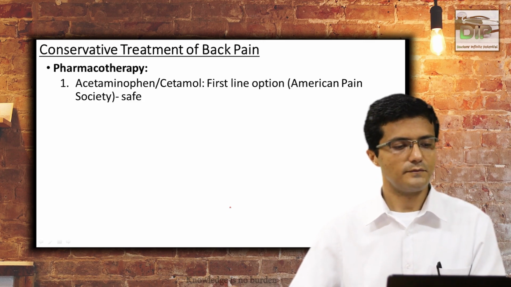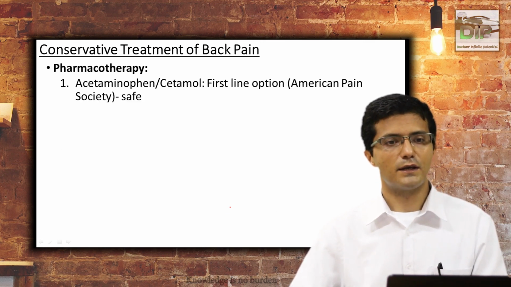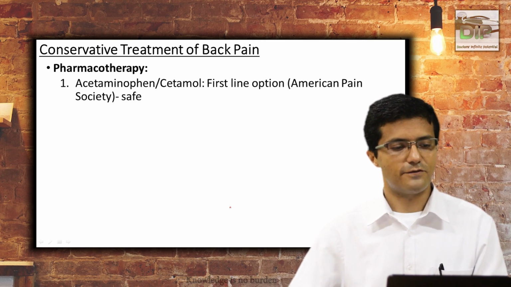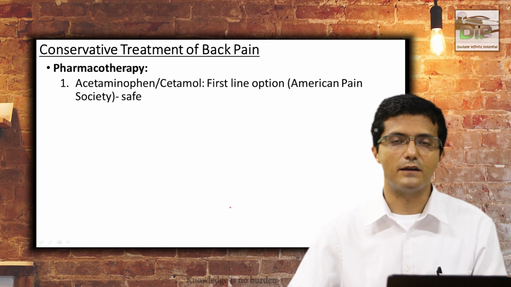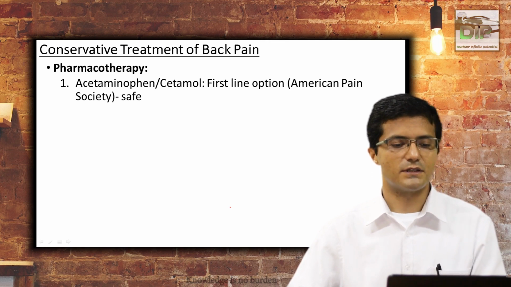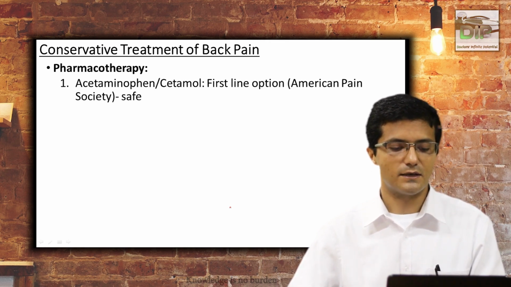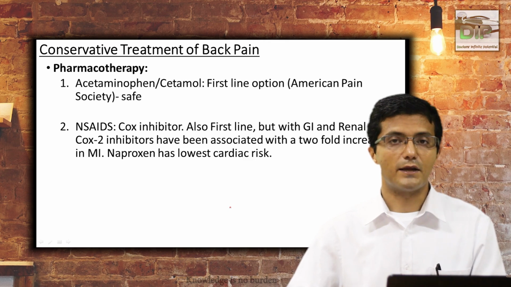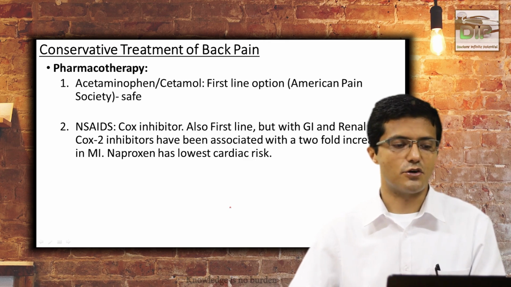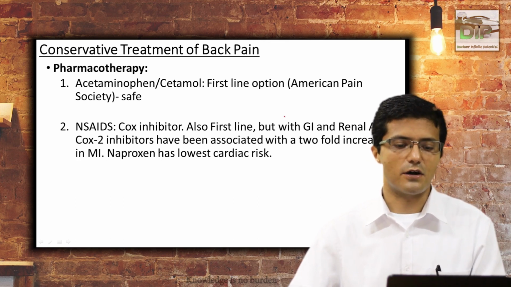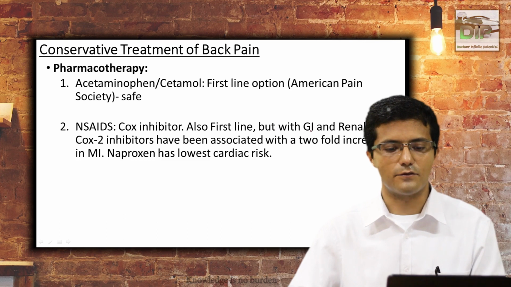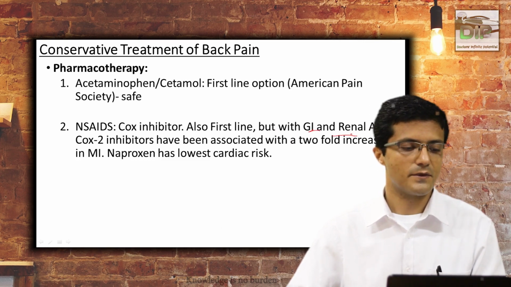The pharmacotherapy: the safest medicine is acetaminophen or paracetamol, which is also the first line option, followed by non-steroidal anti-inflammatory drugs, which inhibit the cyclooxygenase enzyme. They are also first line drugs, but have been associated with a lot of GI and renal side effects.